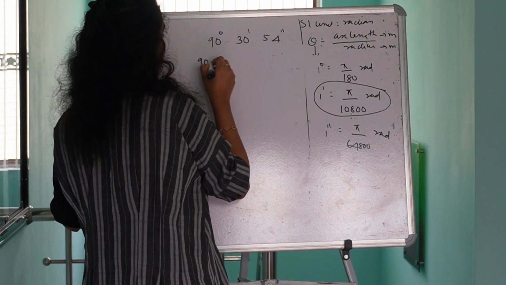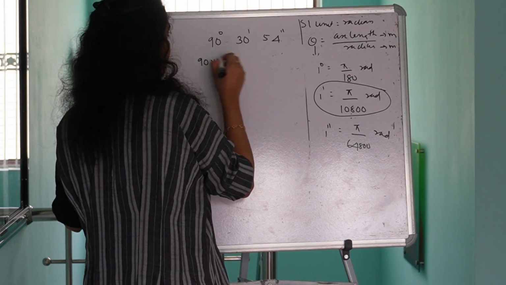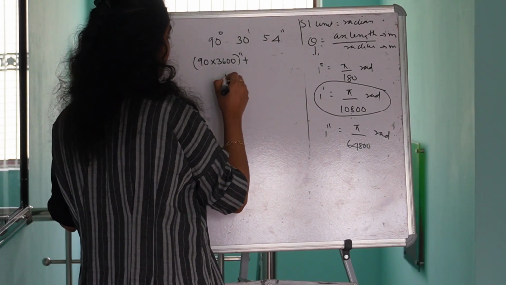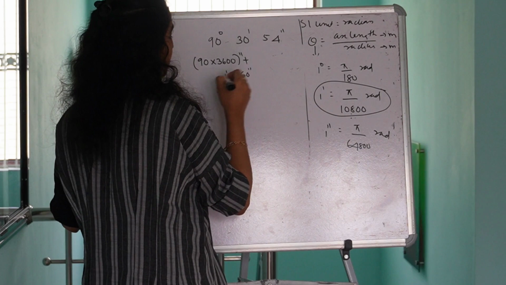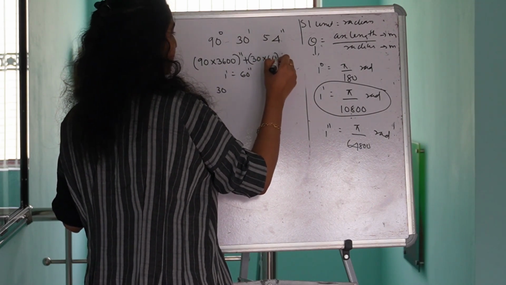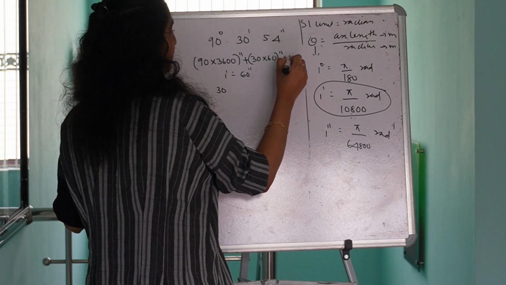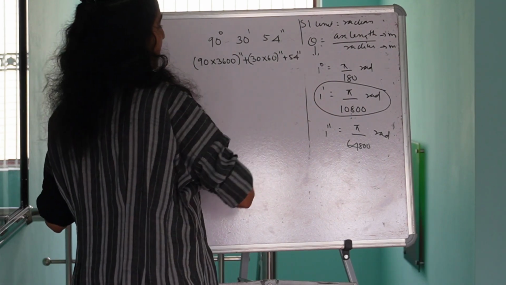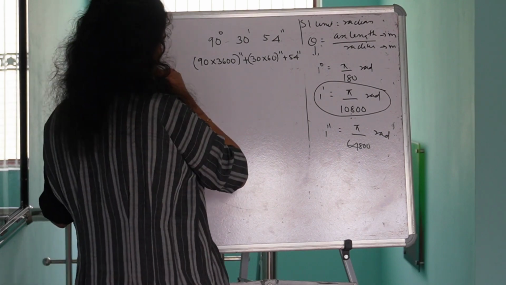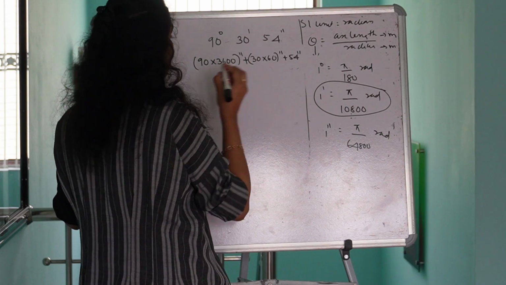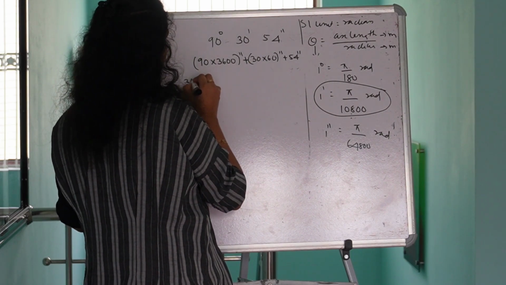3600 by 90. And what is 30 minutes equal to? I know 1 minute is equal to 60 seconds. So what is 30 minutes? 30 into 60. Again, let 54 seconds remain as such. Yes. Now, if I add all these values, I will get the value in seconds.